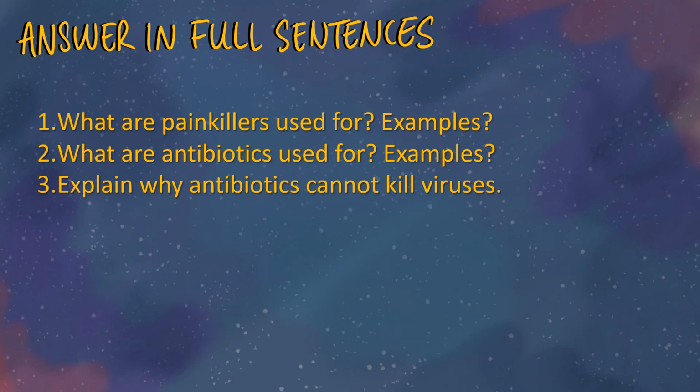So antibiotics are used to destroy bacterial diseases. An example is penicillin. And explain why antibiotics cannot kill viruses. That is because antibiotics only kill bacteria. They can't kill viruses because viruses reproduce inside our cells, and antibiotics cannot damage the virus without damaging our cells too. So give yourself a mark out of 3, please.